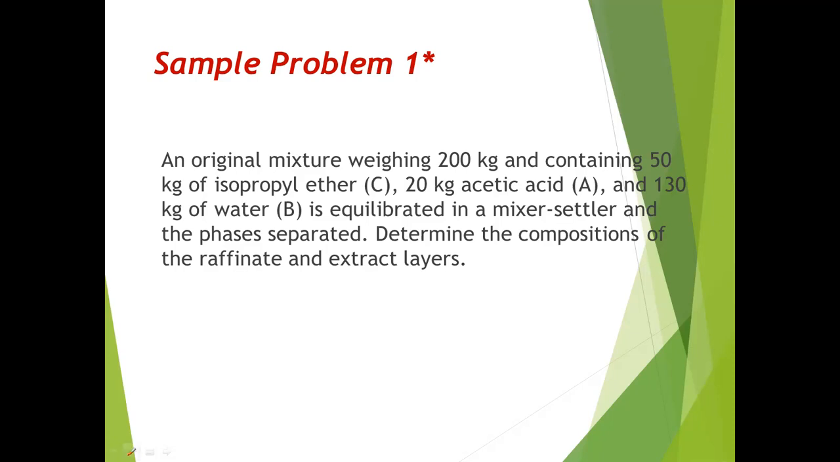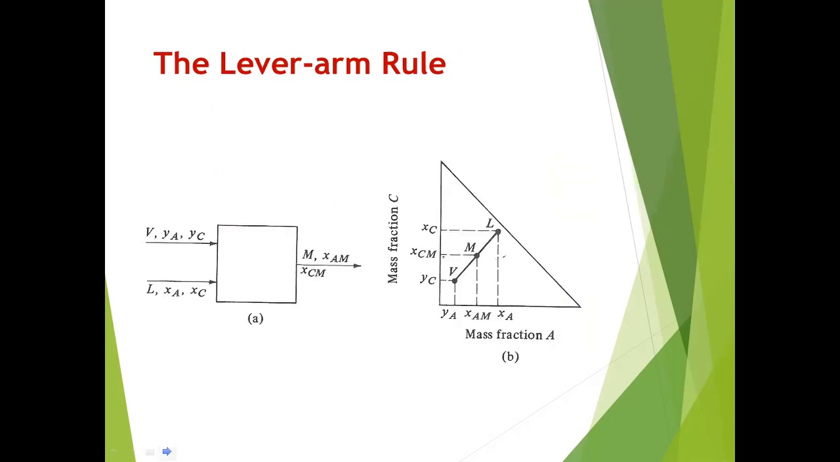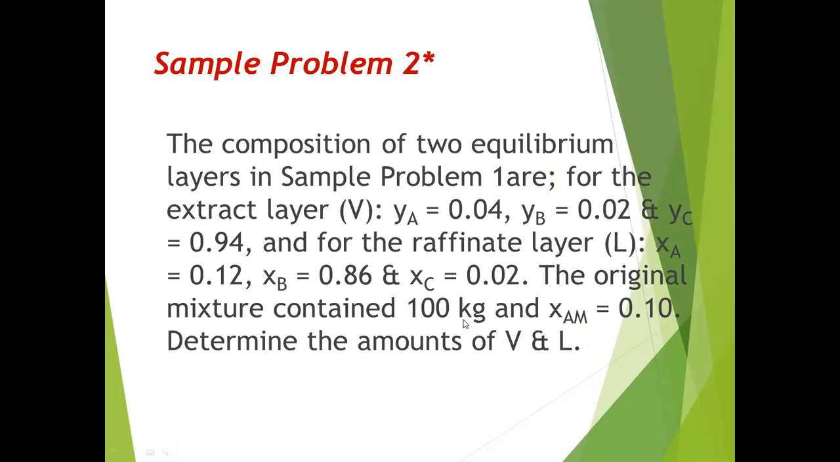I have changed the composition in the case of sample problem number 2. I have labeled the original mixture as only 100 kilograms, and your XAM is equal to 0.10. Now, this XAM is your XA0 because that's the original mixture that will be separated into two phases, the extract and the raffinate phases, after they have been equilibrated in the mixer settler, if this is to be a continuation of sample problem number 1. So this XAM is also your XA0 in that sense.